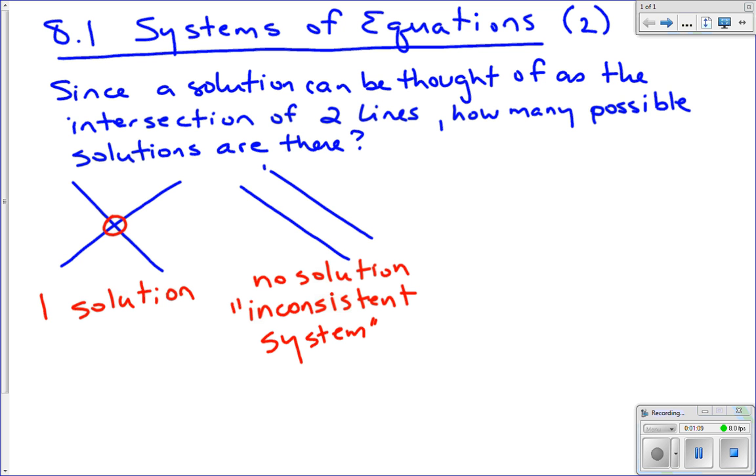And the third example is, what if the lines are collinear? That means that we have two equations, but when we graph them, they both line up one right on top of the other. In that case, there's an infinite number of solutions because every point on one of the lines is also on the other. So an infinite number of solutions. And that's called a dependent system.